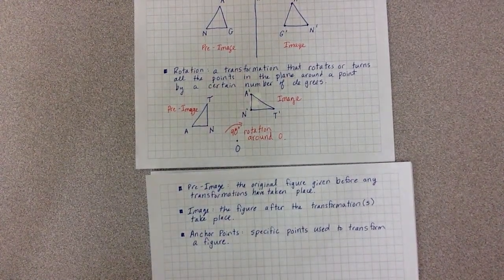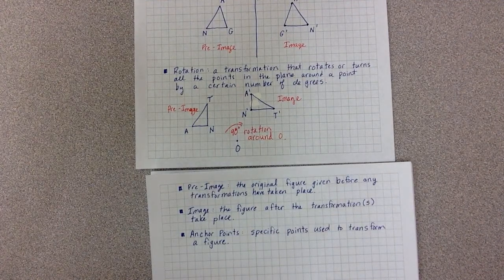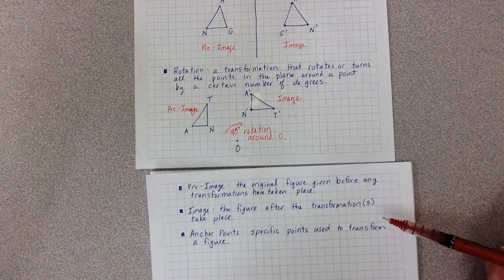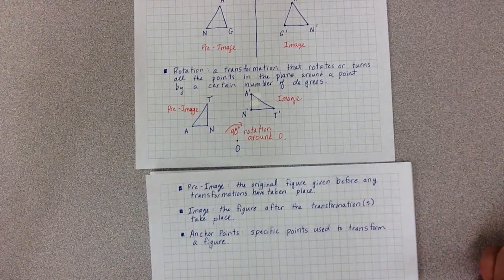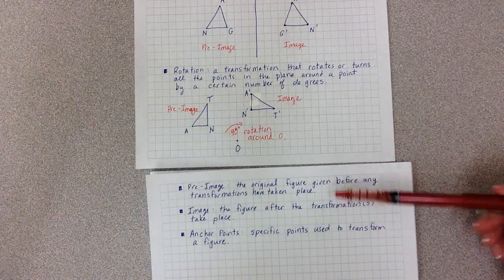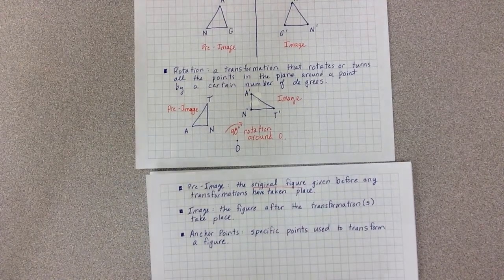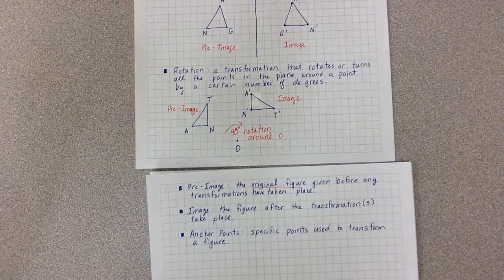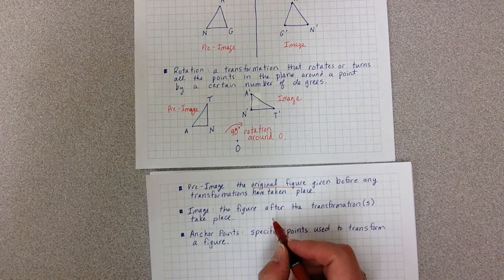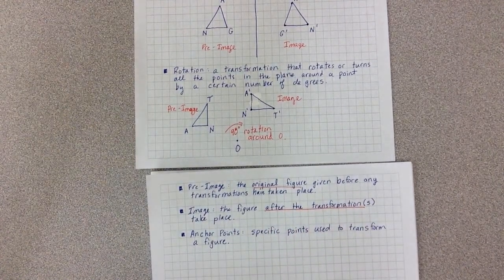These are a continuation of the notes for rigid transformations in 6.1. In these, we're just going to continue with some formal definitions of pre-image, image, and anchor points. So we've just done in the previous video, we've already labeled some pre-image and images. Just to formalize that, the pre-image is the original figure given before any transformations have taken place. And the image is the figure after the transformations have taken place.